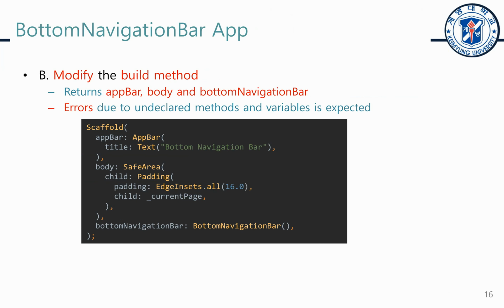The next thing is we have to modify the build method of the state in order to return three things. The first thing is the app bar, and then we have the body with safe area and padding, and the child is the current page. But this is a widget actually. Current page is a widget, but we don't know yet, so we might get some error because some variables have not been implemented. And then we have to add the bottom navigation bar.